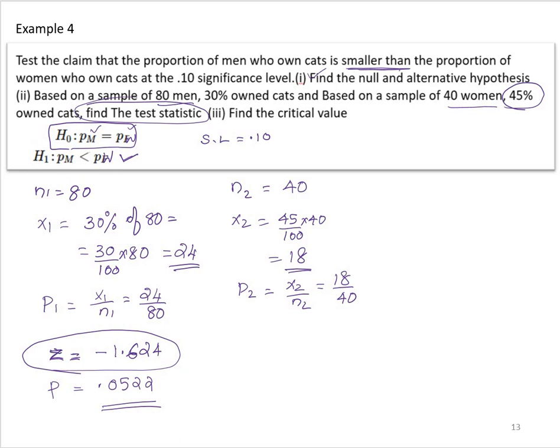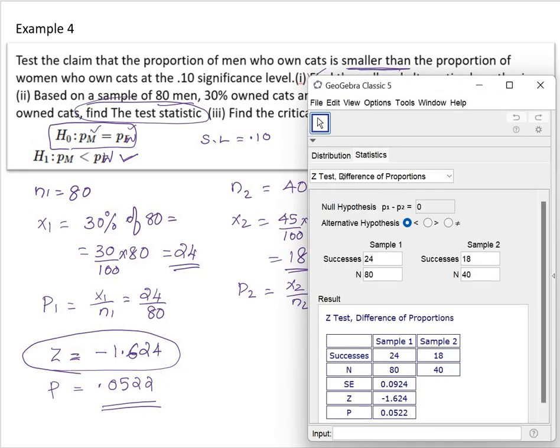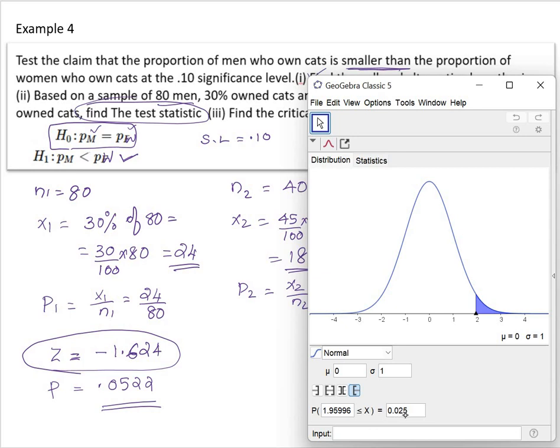That is not asked in the question, so it's enough to find only the Z value, and also find the critical value. How to find the critical value? The alpha value is given to be 0.1 there. Because it is not the confidence level, it is a significance level, so it is 0.1. So we can use GeoGebra to find that one. In distributions, we write 0.1 there, and the value will be 1.28. So that is the critical value.